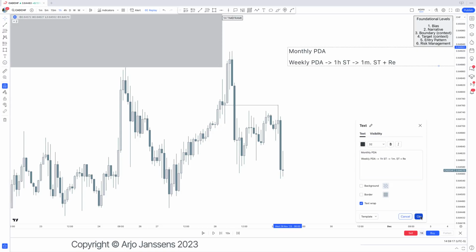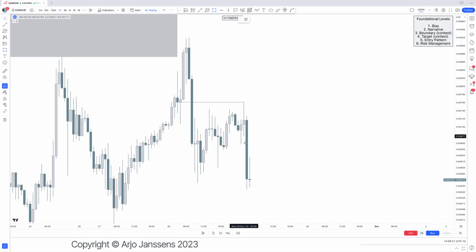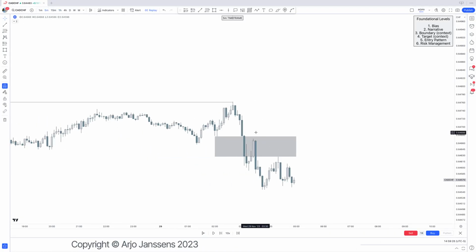Because here you can again see the same thing where we now have this 1 hour RE right there. Inside that 1 hour RE, what happened? We had a 5 minute ST and we had a 1 minute ST plus RE right there. So the 1 minute ST plus RE and the 5 minute ST are the same as your 1 hour RE right there. So it's the same exact confirmation, just on different time frames. That exactly is how you can go over that.